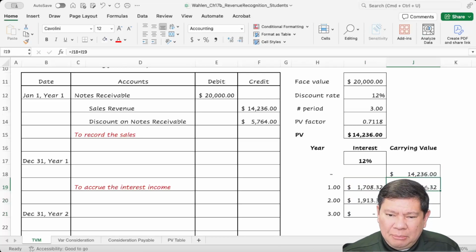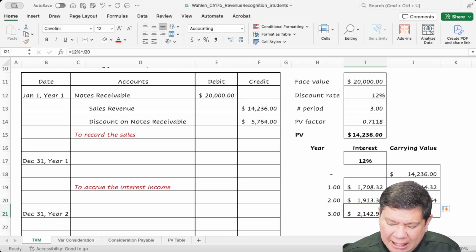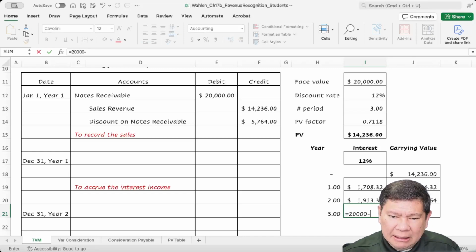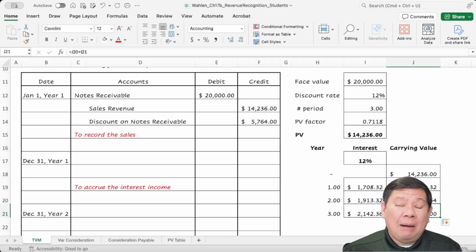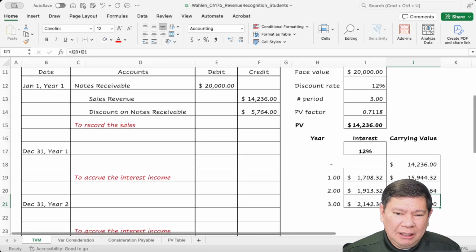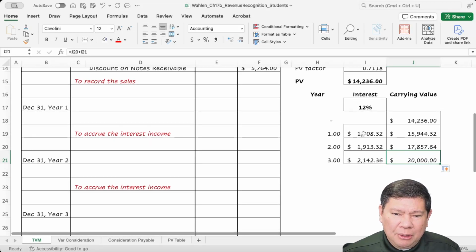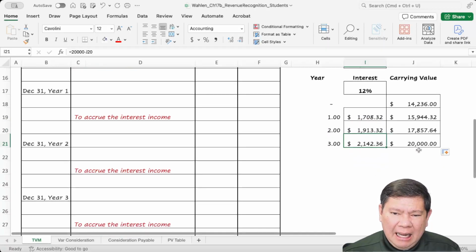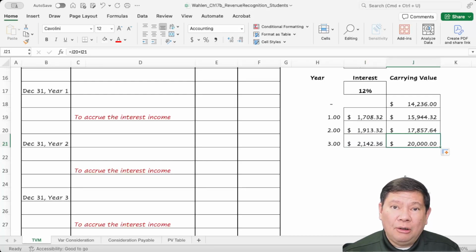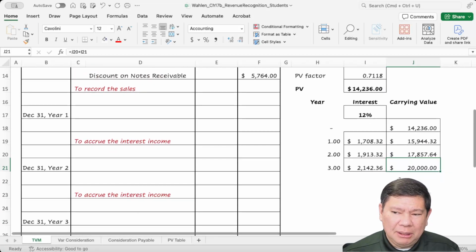Okay, so that's going to be for the second year, and for the third year, to make it round at the end, it is 20,000 minus this. So we can calculate the carrying value back up to the $20,000. So December 31st, year 1, we're going to recognize that income. December 31st, year 2, December 31st, year 3, and then December 31st, collection of the notes receivable.